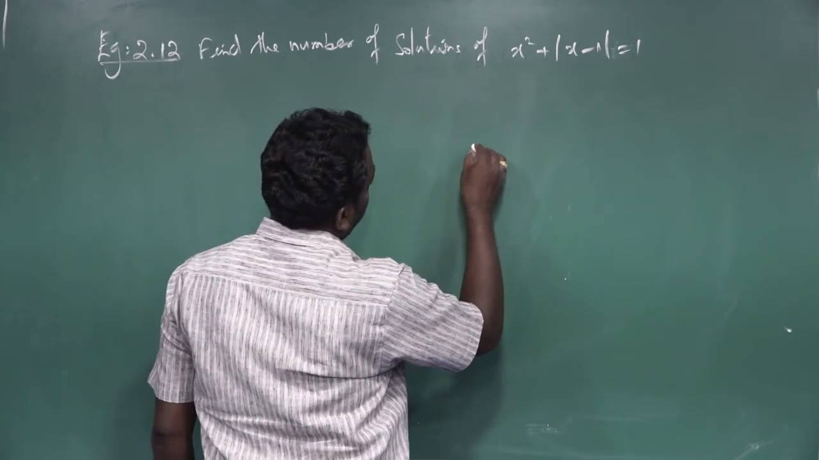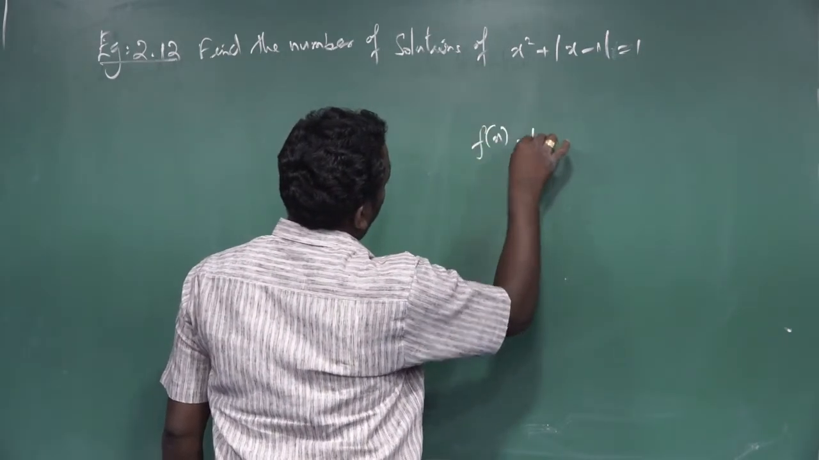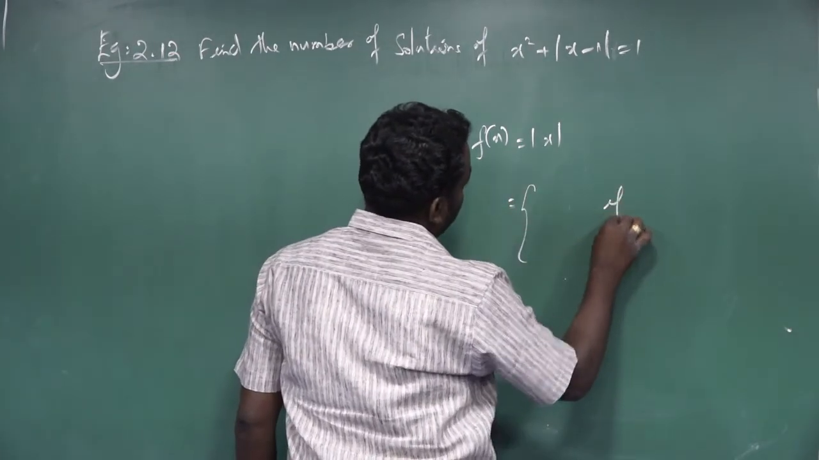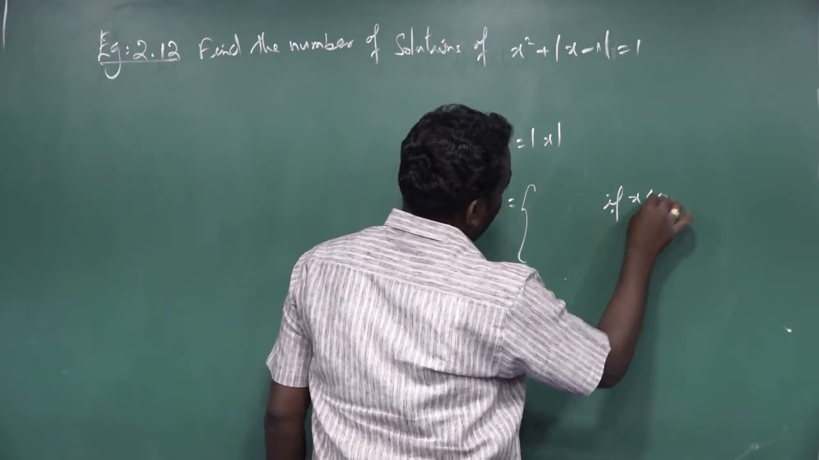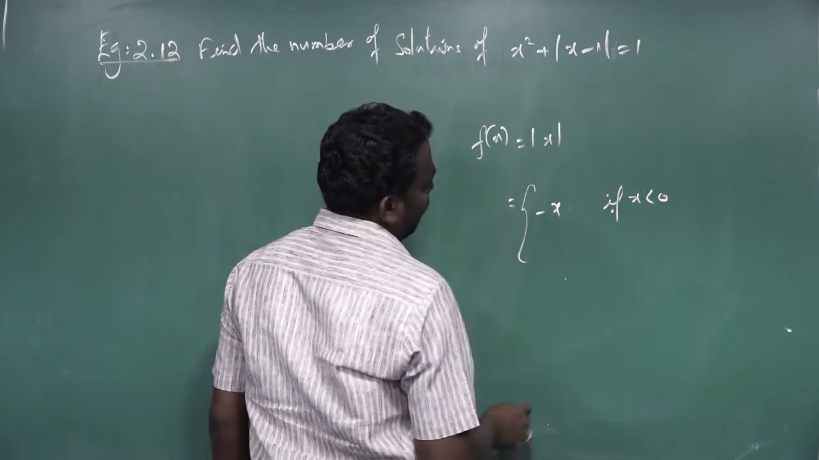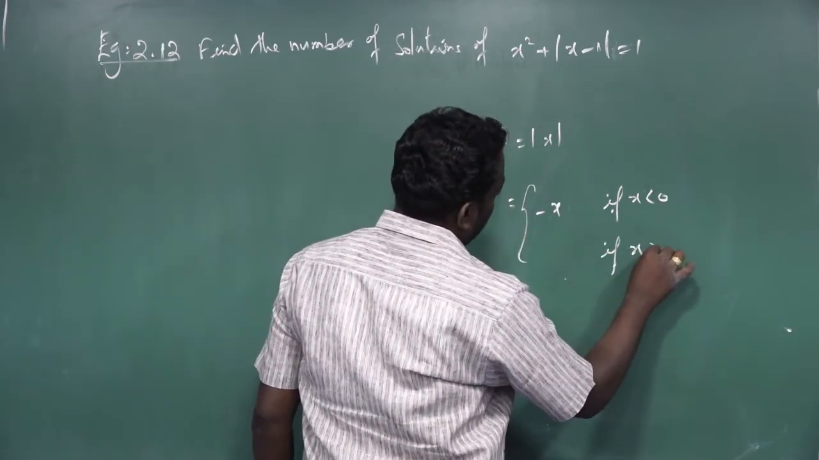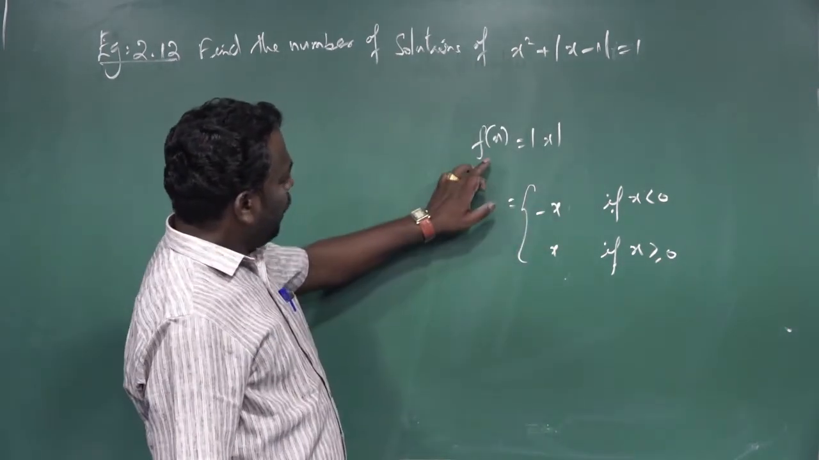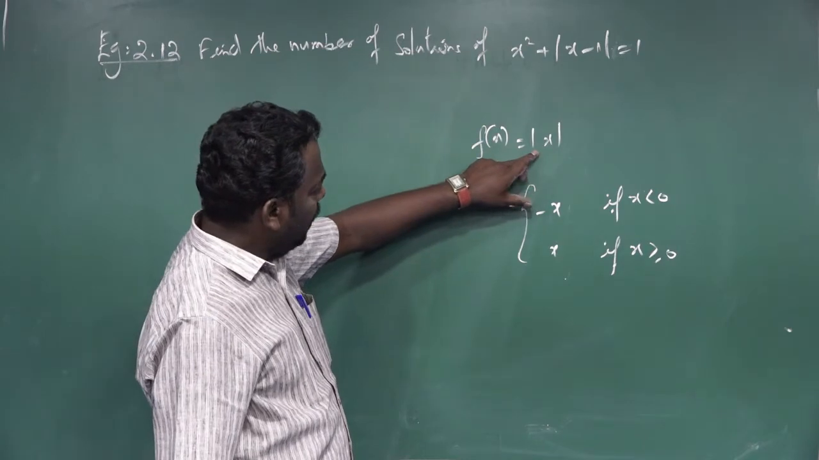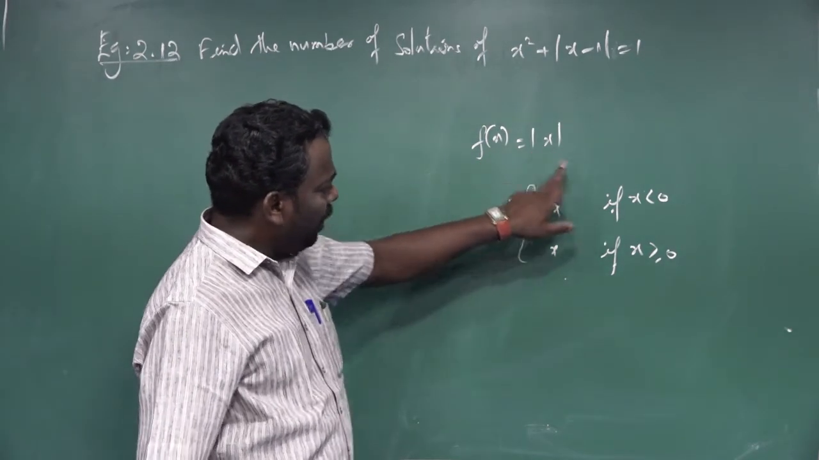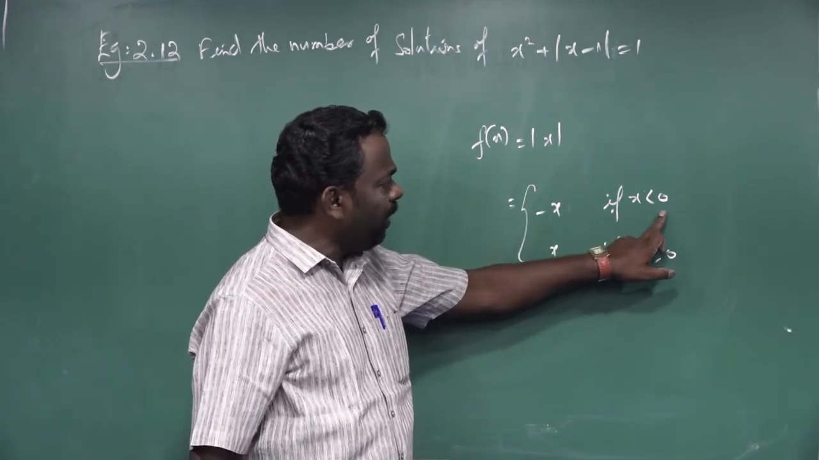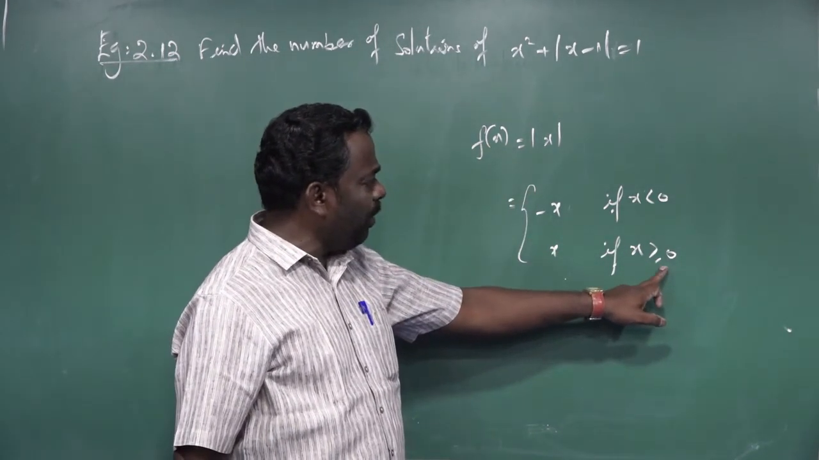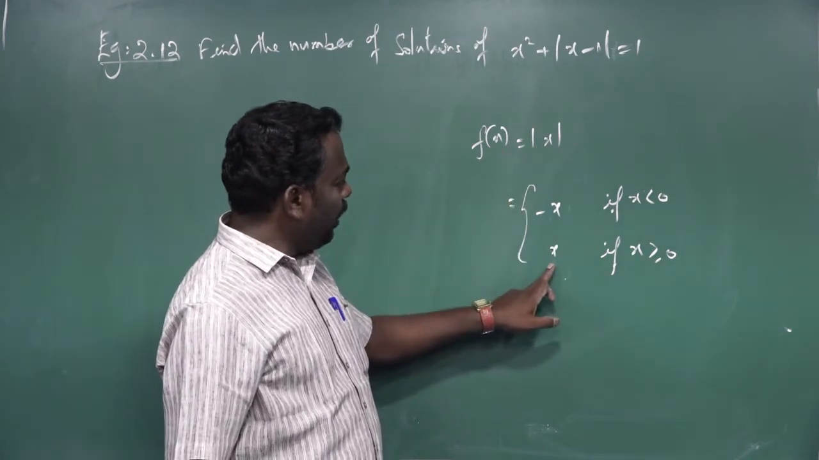Now we know about modulus. If f of x is equal to modulus of x, then if x is less than 0, the modulus of x equals minus x. If x is greater than or equal to 0, the modulus of x is equal to x. For f of x equal to modulus of x, what is the value of x? If x is less than 0, that is a negative value of x, the function value equals minus x, and if x is a positive value or equal to 0, the function value equals x.